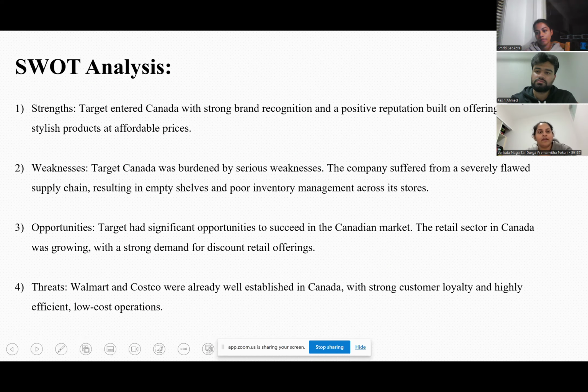And now I'll be explaining the SWOT analysis. So the SWOT analysis for this is, strengths.